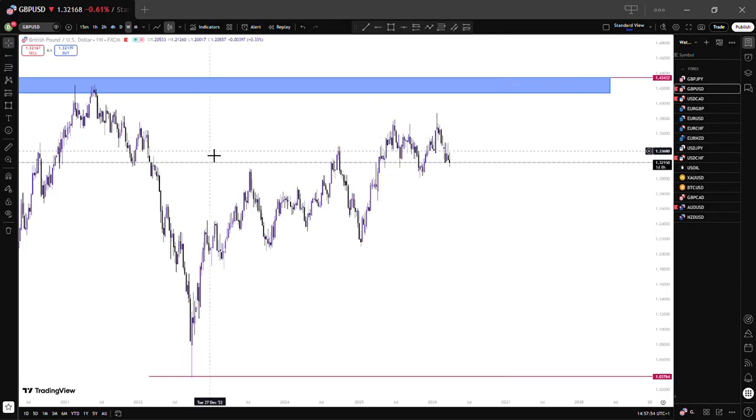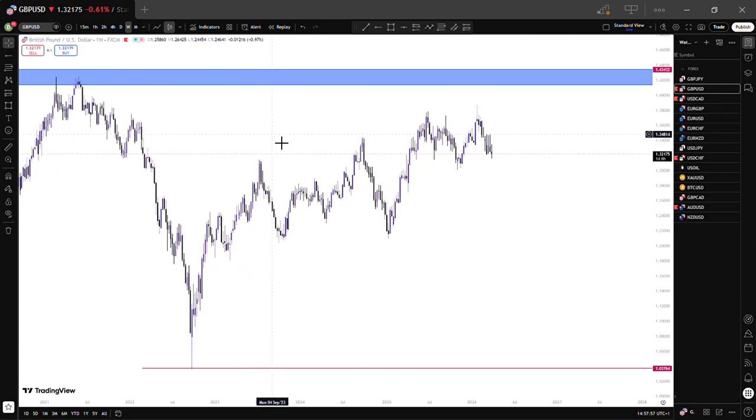Now, on an uptrend, what do you want to do? You just want to buy. You don't want to sell on an uptrend, right?